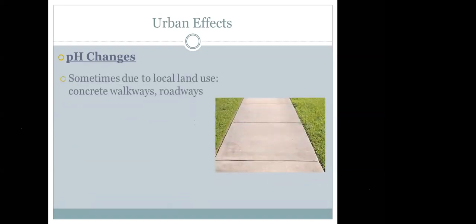You can also get pH changes in urban soil. I'd say this is less severe than the soil mixing and soil compaction, but it does happen, and it can affect your plant types. Sometimes those pH changes are due to very local land uses. So for instance, if you have concrete, especially walkways or roadways, concrete contains a lot of limestone. So the soil around concrete, especially older concrete that's been sort of decomposing over time, leaching its materials into the surrounding soil, that near-concrete soil can often have a significant increase in its pH as that limestone from the concrete leaches down into the soil around it.